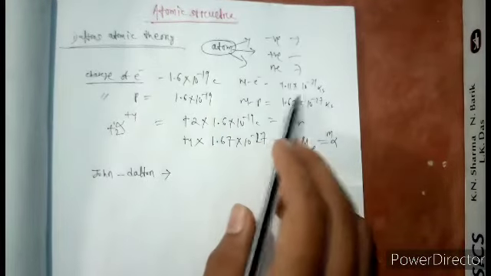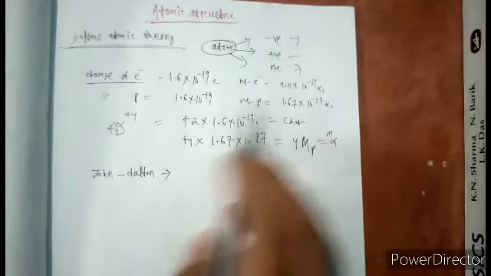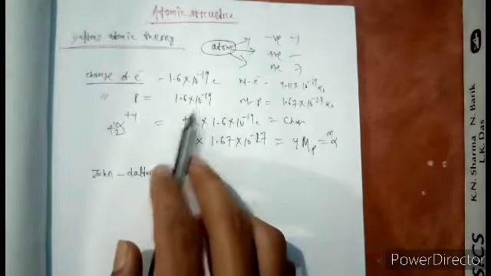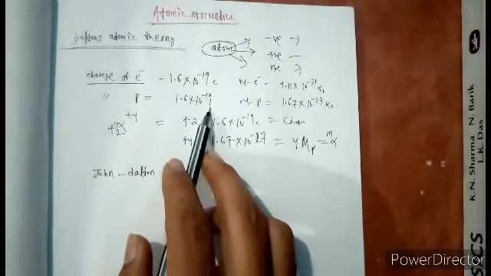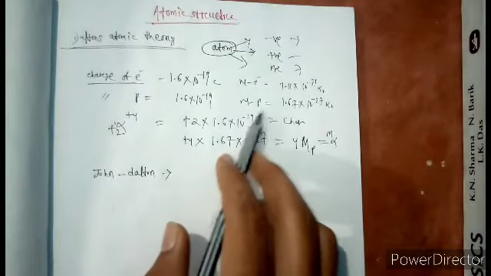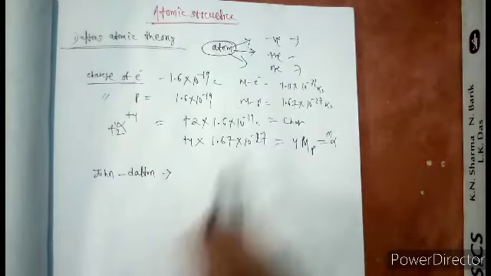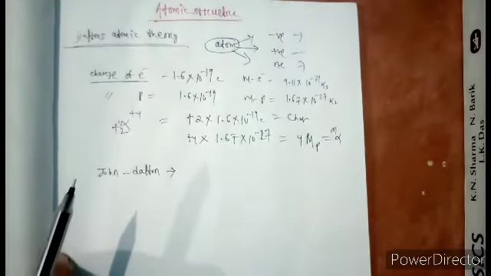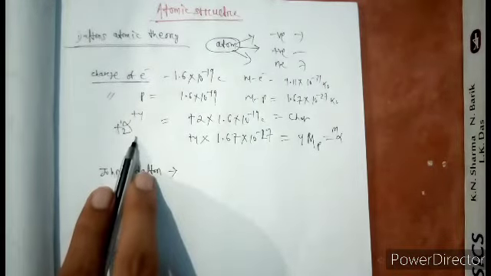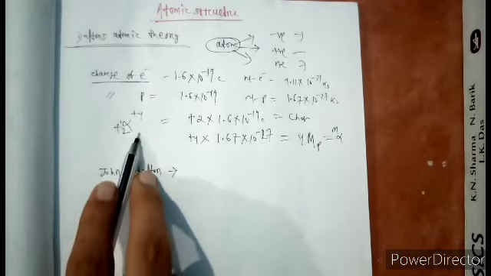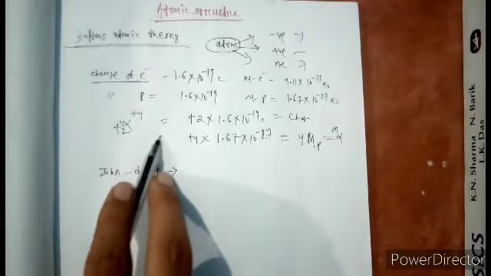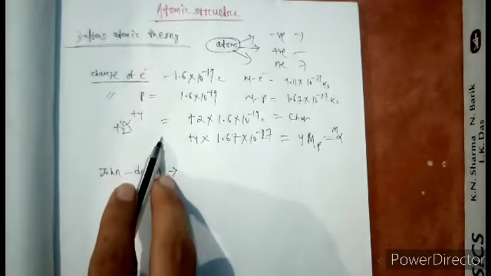of an electron is equal to 9.11 into 10 to the minus 31 kg, and the charge of a proton is equal to 1.6 into 10 to the minus 19 coulomb, and the mass of a proton is equal to 1.67 into 10 to the minus 27 kg. Okay, and then the alpha particle, its charge is plus 2 times the charge of an electron or proton, and the mass of the alpha particle is 4 times the mass of the proton.